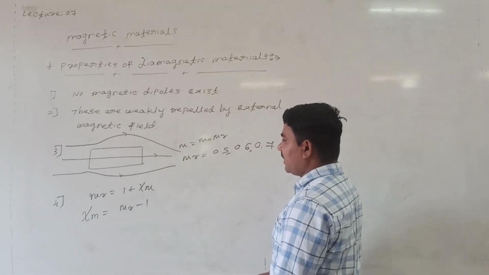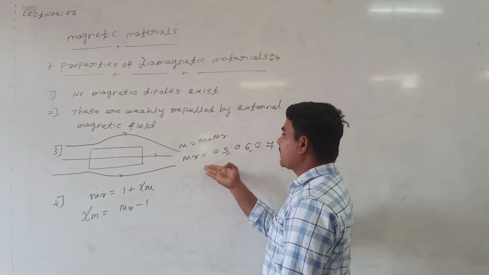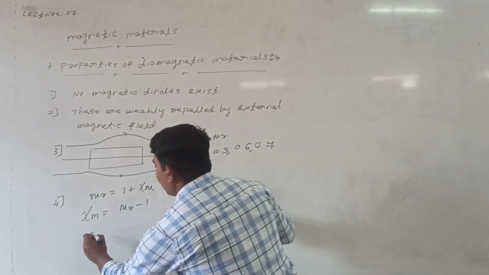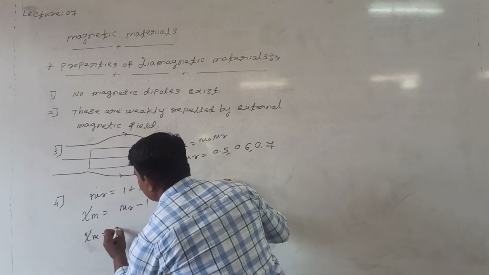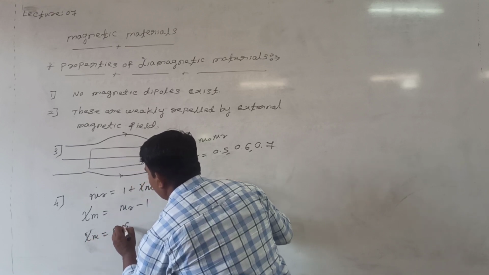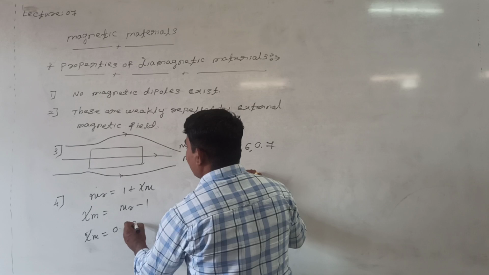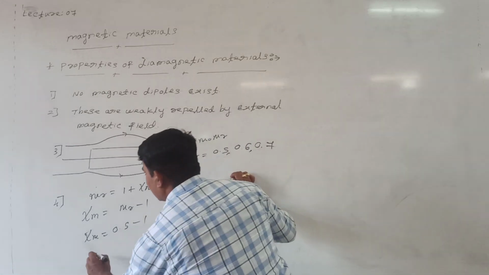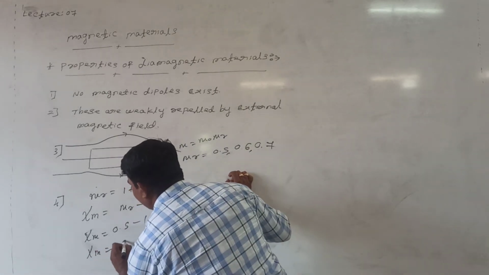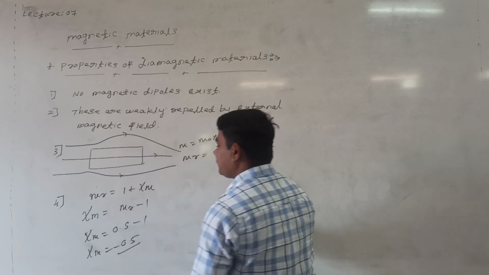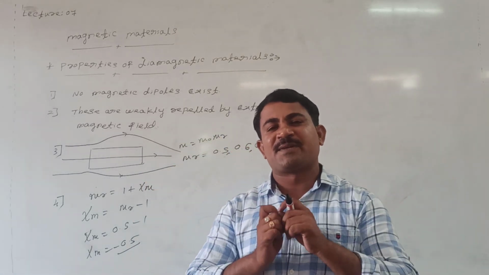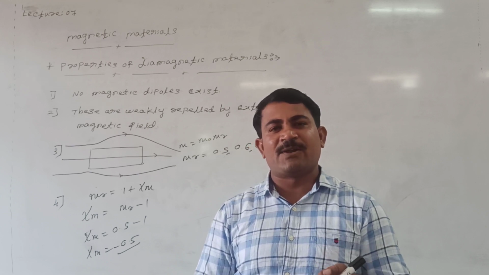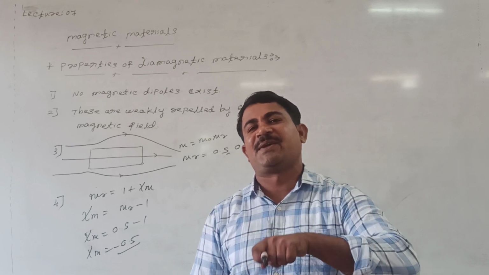So what does it indicate? For example, I am taking mu r as 0.5. Then xi m is 0.5 minus 1, which is minus 0.5. This is always negative. I mean, the magnetic susceptibility of the diamagnetic material is very low and it is always negative.